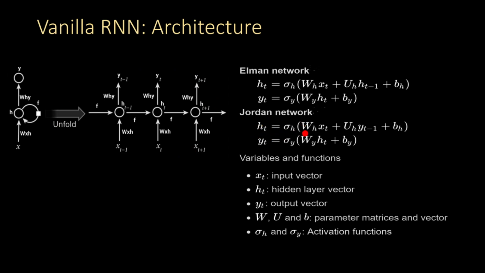How about the Jordan network? In the Jordan network, you can see that almost everything is the same. You have the same weights applied to the input. You have the bias similarly. Aside from the fact that instead of getting an input from the previous hidden state, you get an input from the previous output. Right? The output vector is multiplied by the transition vector and then added to the rest of the terms to create the present hidden representation. So you have a connection between y_t minus 1 to h_t.